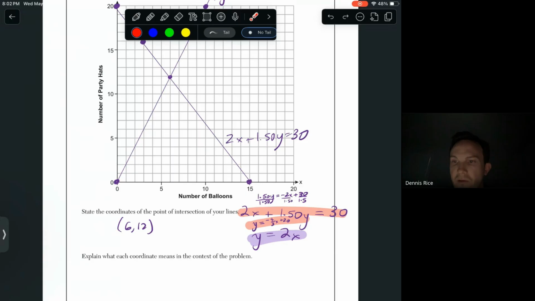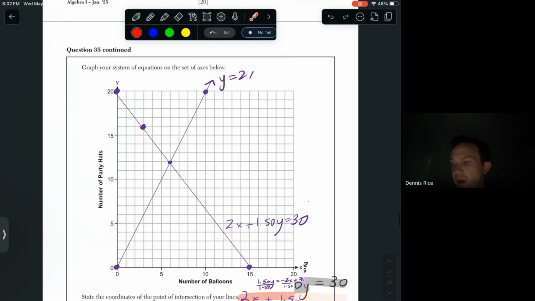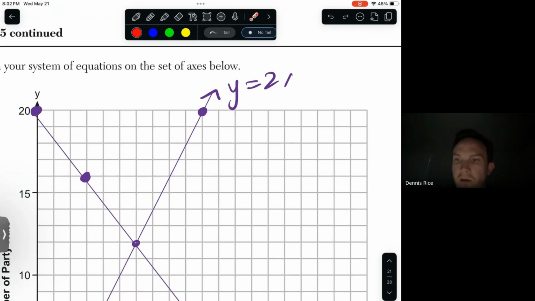What if we put arrows up but not down? So yeah, you can have an arrow here. I even did that. That's fine. You can't have negative balloons.